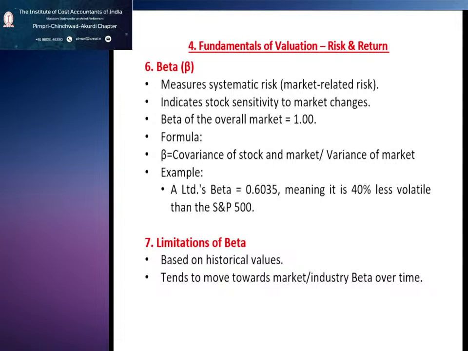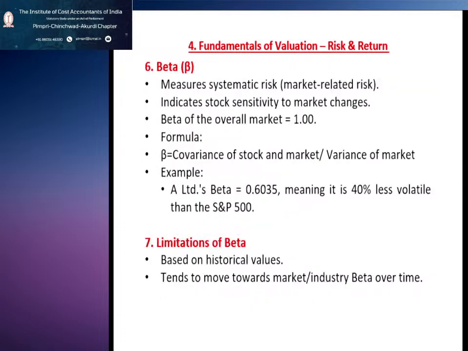It indicates stock sensitivity to market changes. So the beta of the overall market is 1, and the relationship of a particular stock vis-a-vis 1 is what beta is. So it is the covariance of stock and market divided by the variance of market. If A Limited's beta is 0.6035, then it means it is 40% less volatile than the S&P 500, which is the market trend. Limitations of beta are that it is based on historical values and tends to move towards the market industry beta over time.